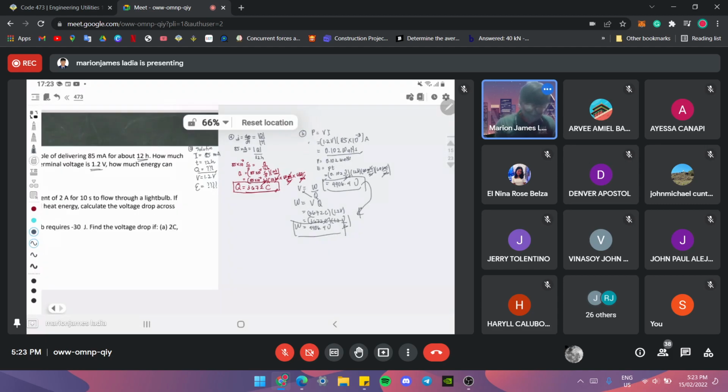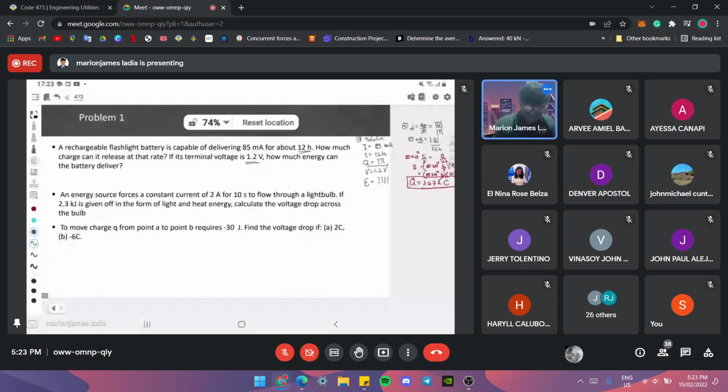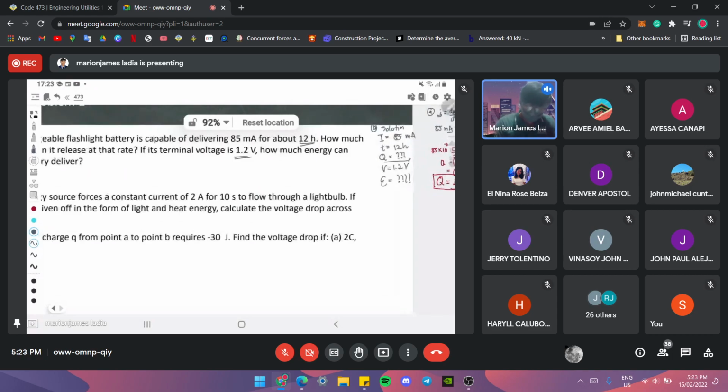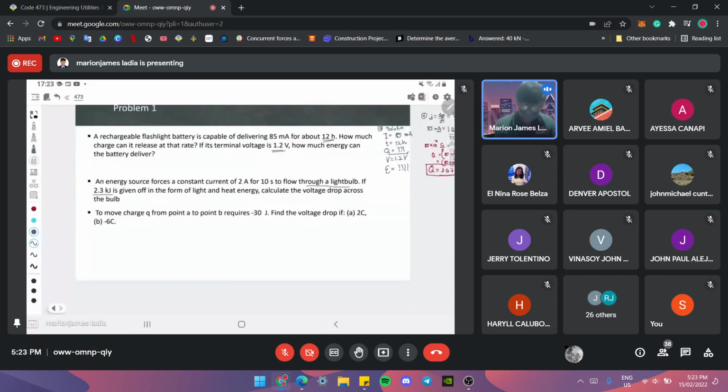So let's have our letter B. So an energy source forces a constant current. So that means, it will keep giving the light bulb 2 ampere for 10 seconds through a light bulb. So if 2.3 kilojoule is given off in the form of light and heat energy. So take note, when you use a light bulb, we have light and heat energy produced. So if your light bulb is incandescent, your heat is higher, less light. But if LED, your light is higher, less heat. Okay? So light and heat.